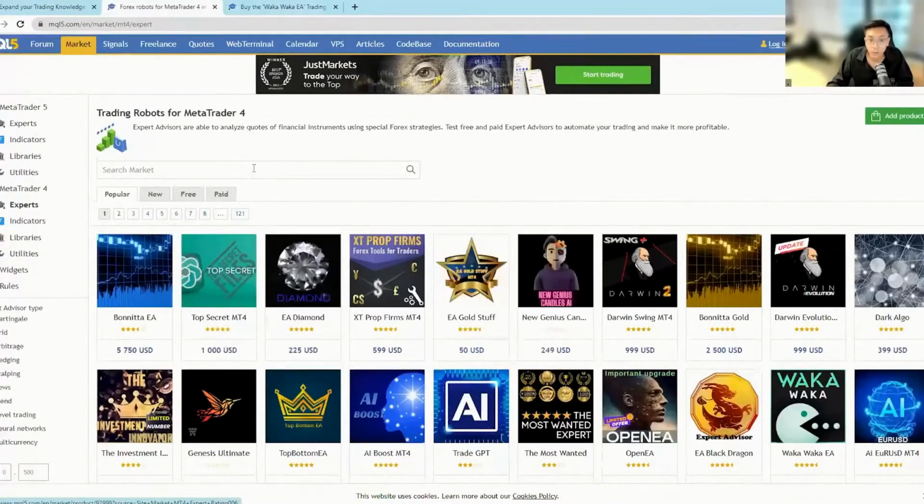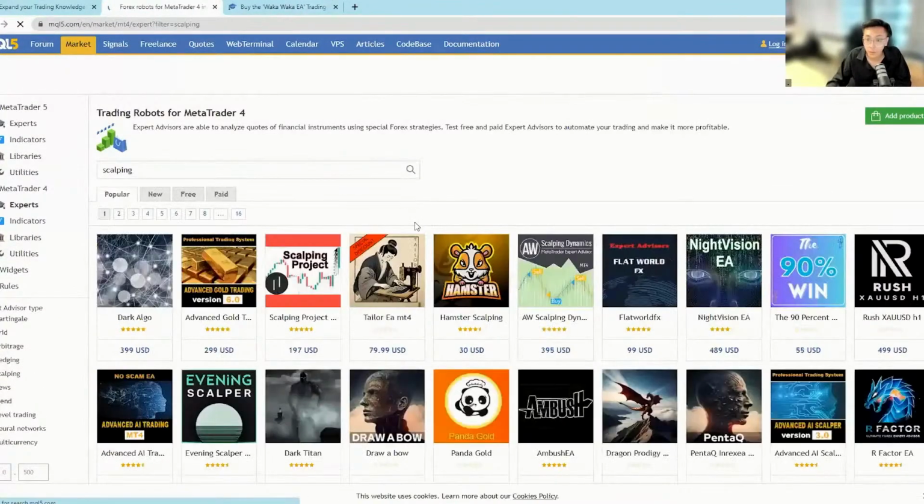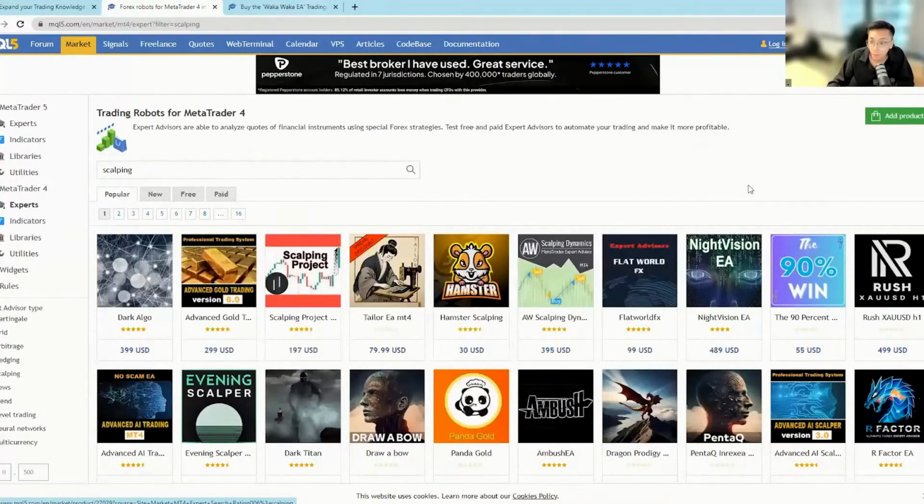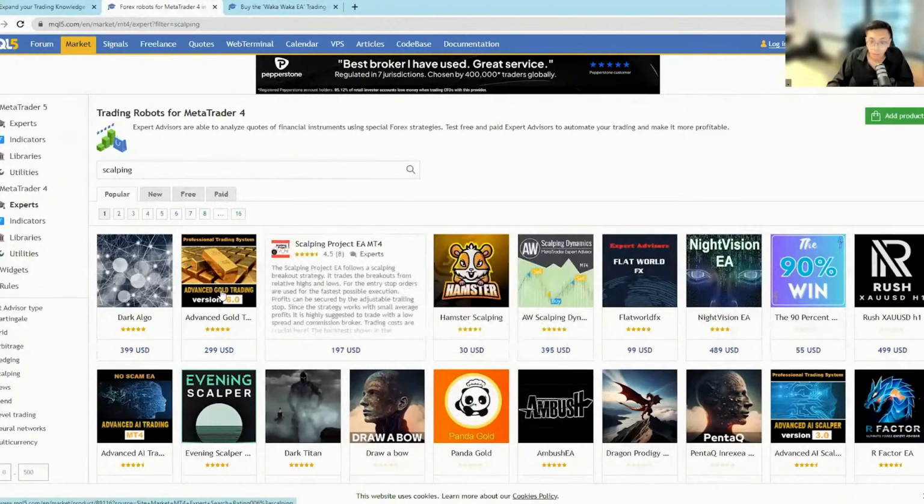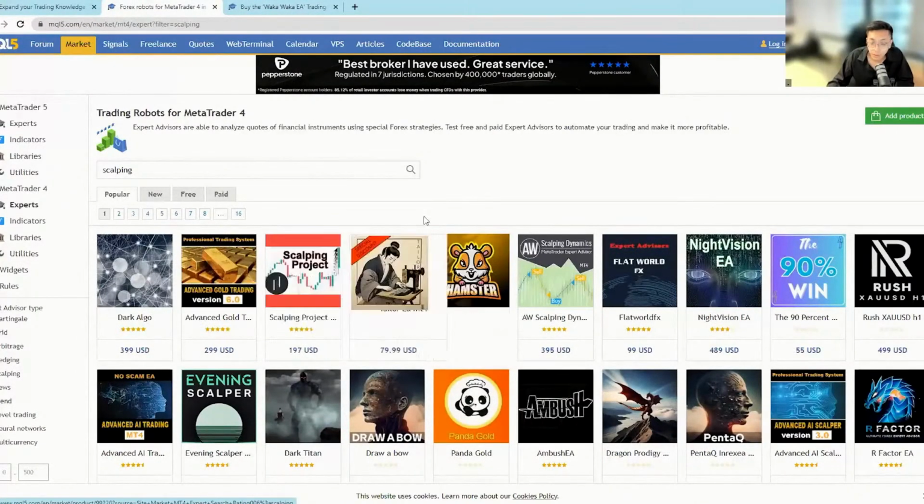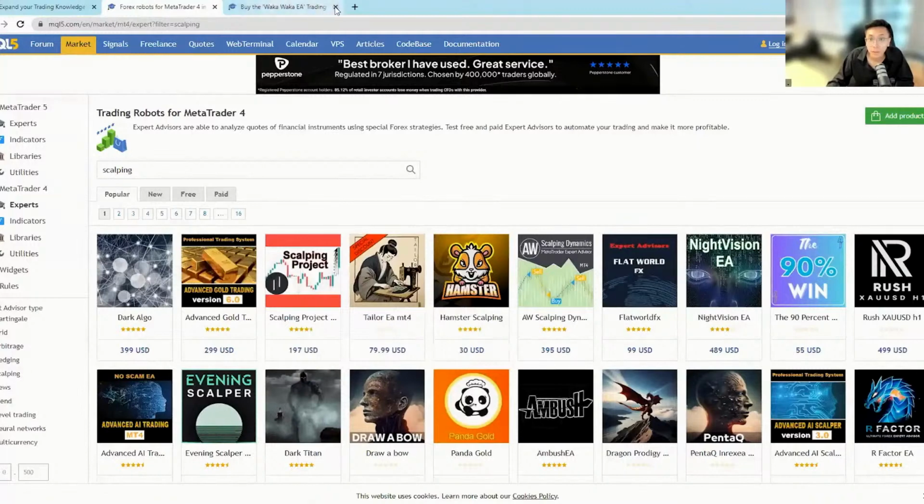Or next example, let's say we want to search for scalping, and there are many EAs that are quite affordable, such as 30 USD, 190 plus USD. So all these EAs can be easily found on the marketplace itself.